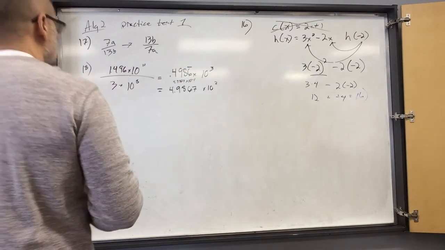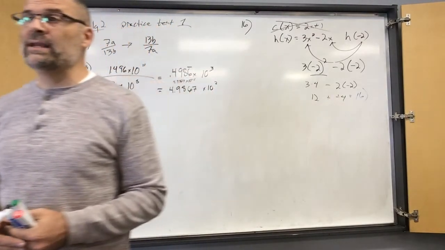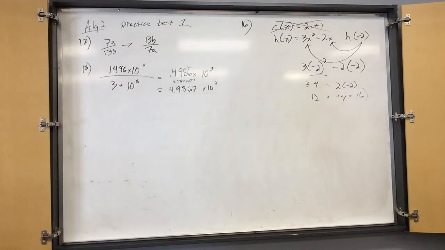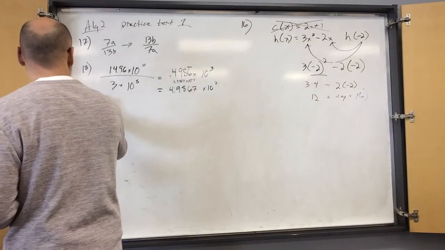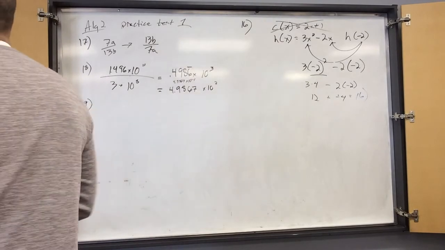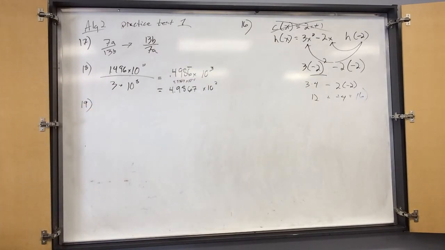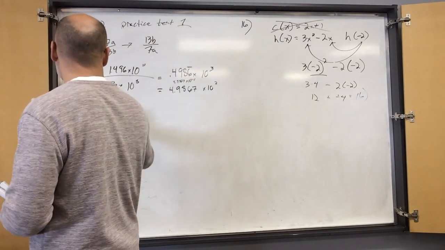Okay. We good with 18? You're just dividing scientific notation. It probably will be the same thing on the real test. Number 19. We're doing good. Okay, so this is a matrix plus a variable.